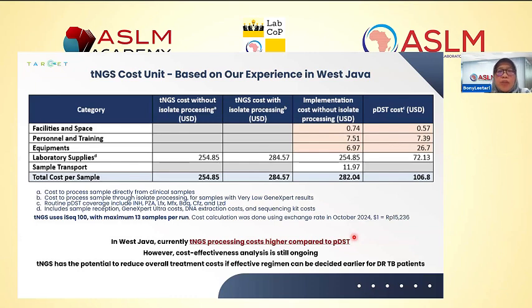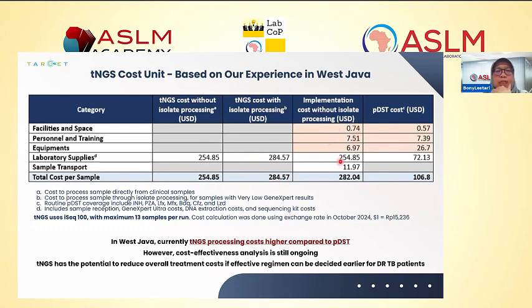We did a tNGS unit cost analysis based on our experience in West Java. This cost was calculated using the ISIC 100 with a maximum of 13 samples per run, and it is the cost we calculated from clinical samples. In the workflow we also added isolate processing, so this second column indicates the unit cost for isolate. For clinical samples without isolate, the cost is around 254 US dollars, and with isolate it becomes more expensive, 284.